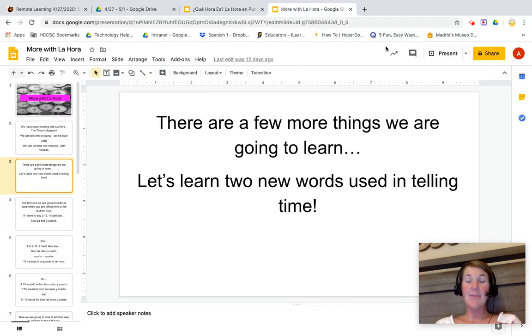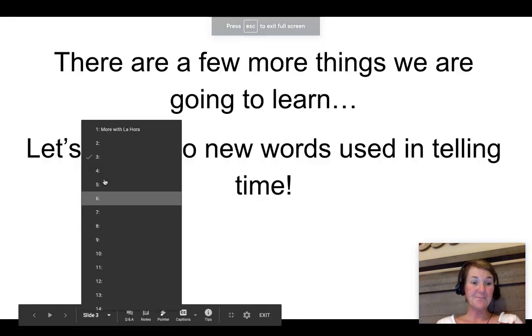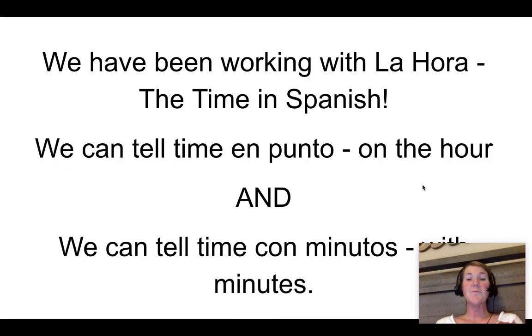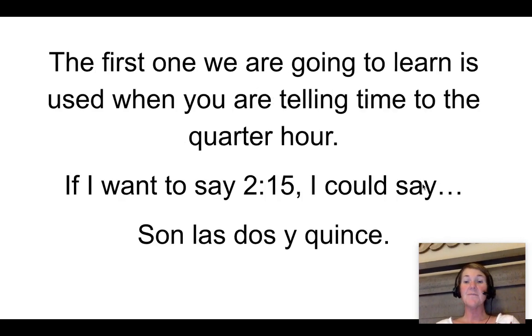Let's go ahead and hop over to review the one that was on telling time with minutes. So that was more with la hora. So we know we can tell time to the hour, which is en punto, which we just reviewed. So let's talk about telling time with minutes, con minutos. If you want to say like it's 2:15, I could say son las dos y quince. And then we learned later in the week, last week, that we can also do son las dos y cuarto. So quince is fine for 15, but so is cuarto.